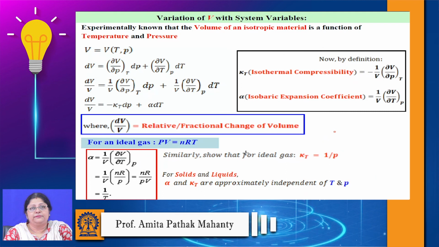I'm sure you can all do it. If you want to find out what this is, finally what you get, alpha is the fractional volume change with increase in temperature or decrease in temperature, whatever you call it, with change in temperature at constant pressure. So since we can use the ideal gas law, please show that for an ideal gas, kappa T from this expression is equal to 1 by P. Please do it.